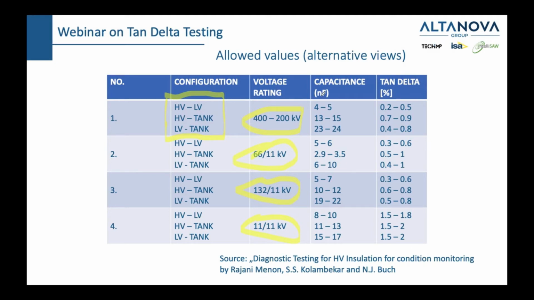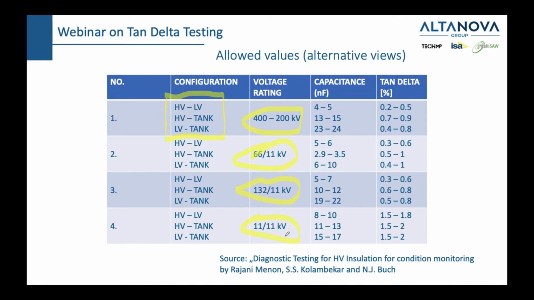Now, when we talk about a medium voltage transformer, then we see that high voltage, low voltage tan delta is between 0.3 and 0.6, but high voltage tank and low voltage tank can go up to 1%. Then, I would say a standard high voltage transformer, 132 to 11, would be between 0.3 and 0.6 for high voltage and low voltage, and between high voltage and tank and low voltage and tank, you could have a little bit more margin. And then last but not least would be a distribution transformer.